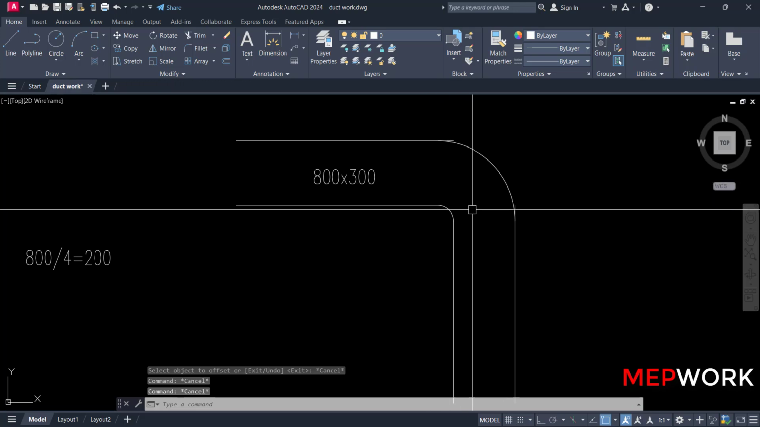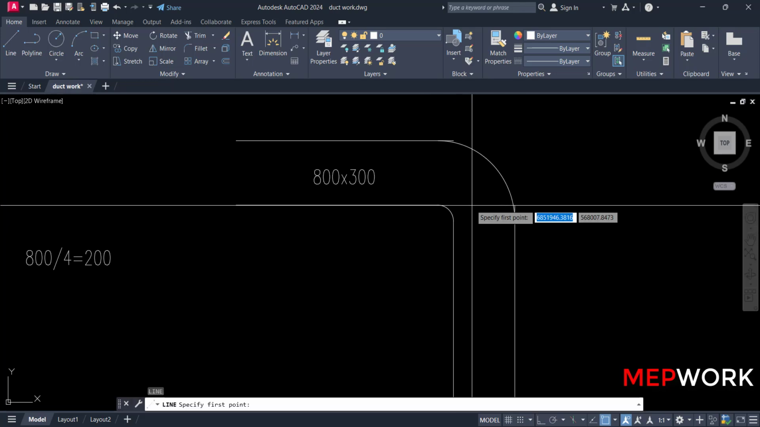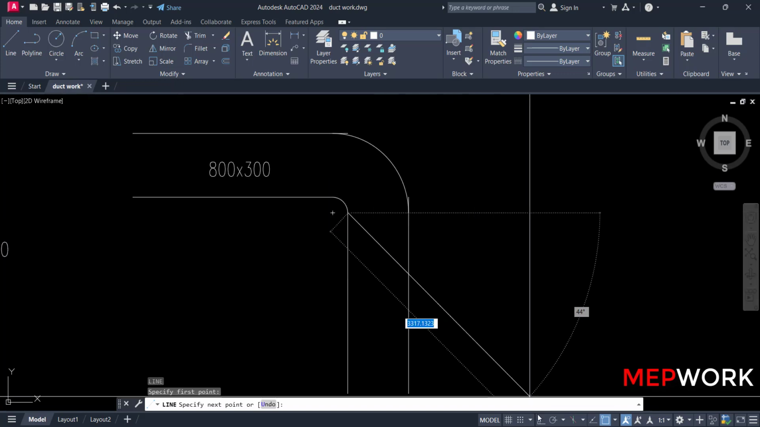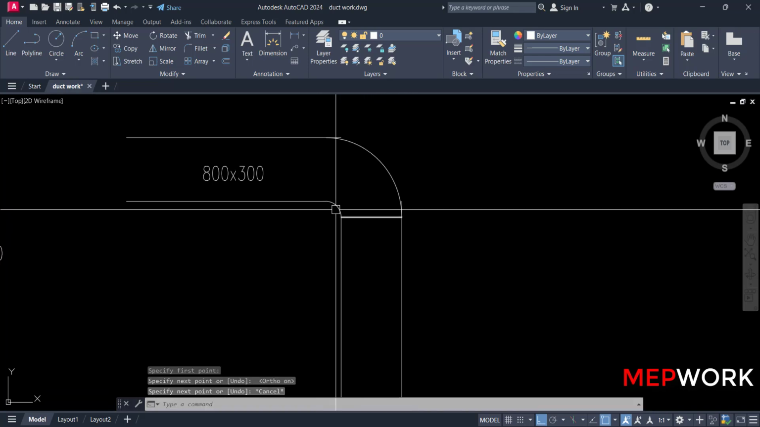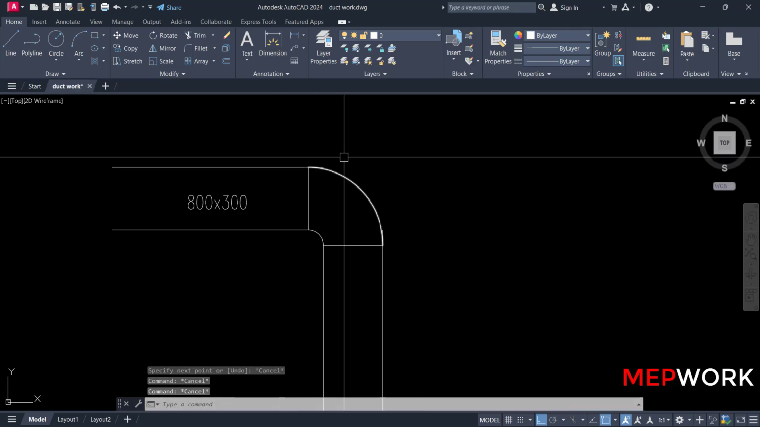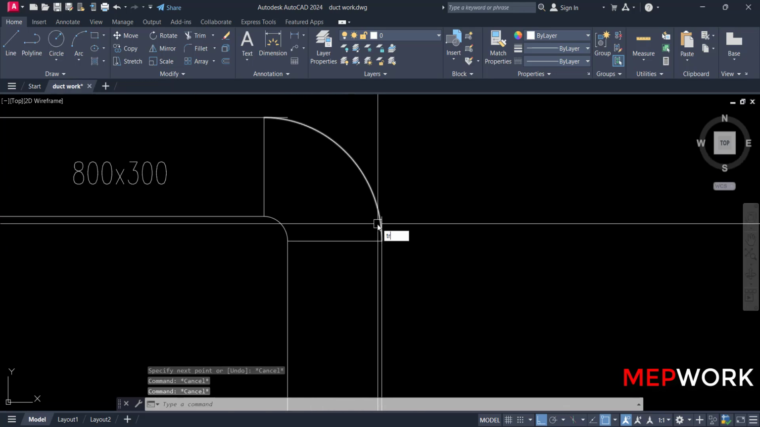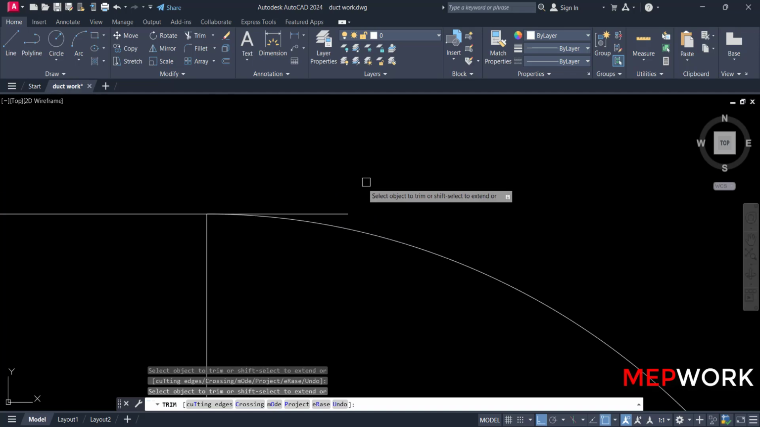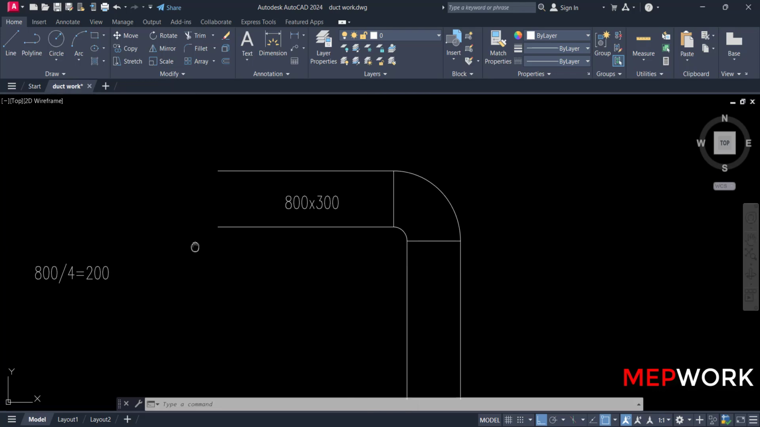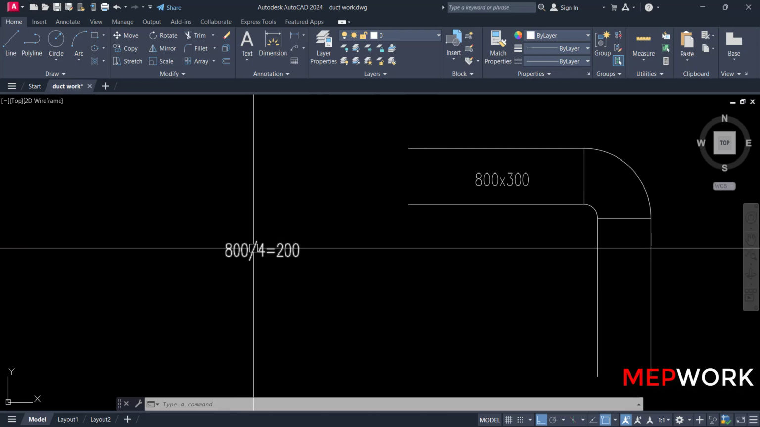The fourth step is to draw line and complete this elbow. Line from this edge to this one, from this one to this one, and the final step is to trim these lines. TR. This is a duct elbow with 90 degree. Remember that the fillet is the duct width divided by 4.